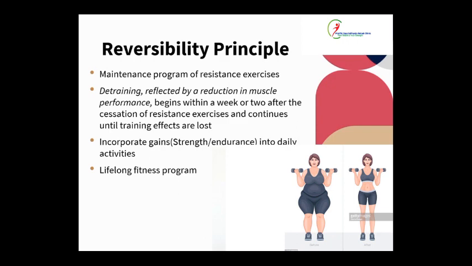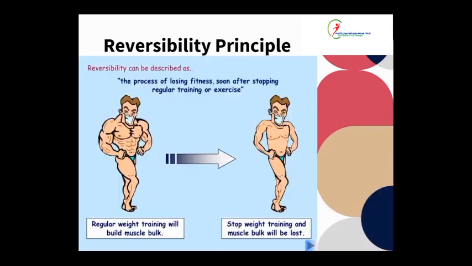Again, the reversibility principle can be described as the process of losing fitness soon after stopping regular training or exercise. Regular training equals muscle bulk. If you stop training, then the muscle bulk will also be lost.